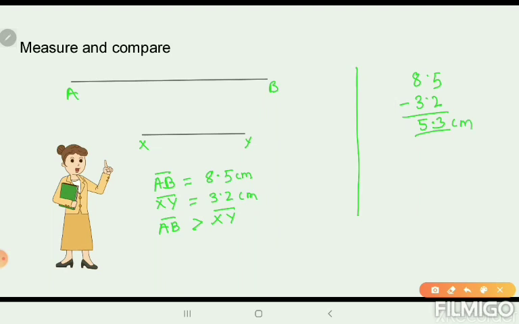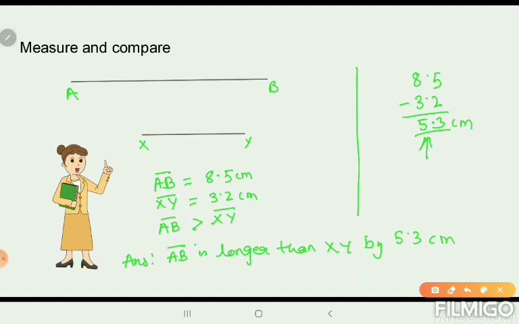So we will write our answer as AB is longer than XY by how much? By this answer. By how much? 5.3 centimeter.